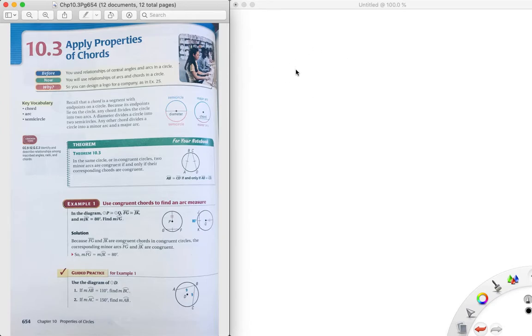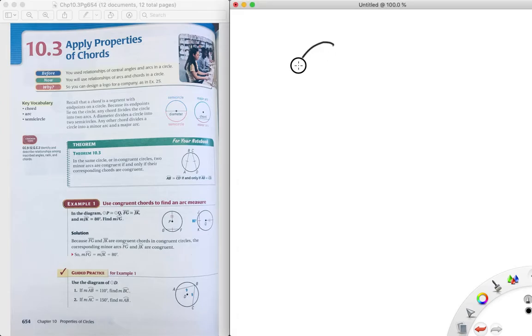Then we have chords and applying them. So remember that a chord is some segment that connects two parts of the circle, right? The endpoints are two parts of the circle. And then we have the diameter, which is also a chord, but it's a chord that goes through the center of the circle. All right, so this is the diameter. This is the chord, a chord.